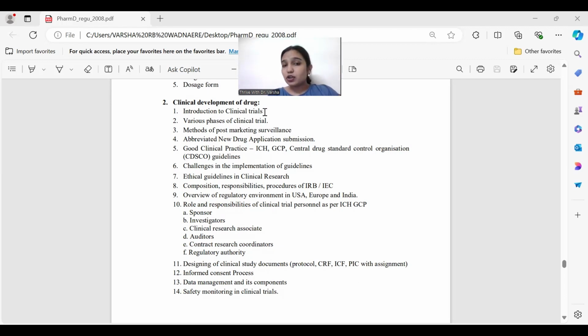Then introduction to clinical trials, you'll get this for hardly 2 marks. You will just have to explain the classification of the various phases of clinical trial, from phase 0 to phase 4, and write a little bit on those for 2 marks. From this chapter you can get 2 marks, 10 marks and 5 marks, but I will specifically tell you that the first 2 chapters are for your 5 marks.